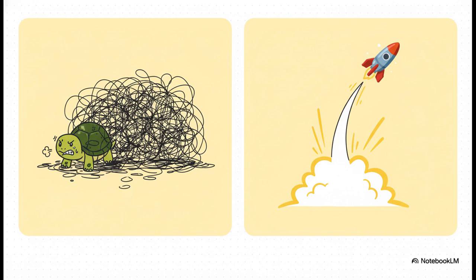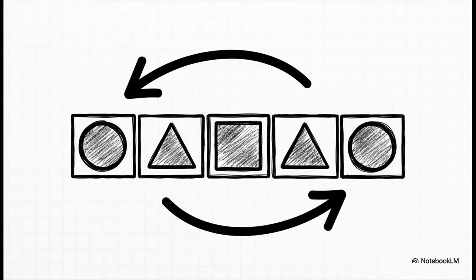Rabin-Karp brings that down to an expected time of O(n + m), a linear runtime. For text processing, that is a total game changer. But wait, it gets even more clever.